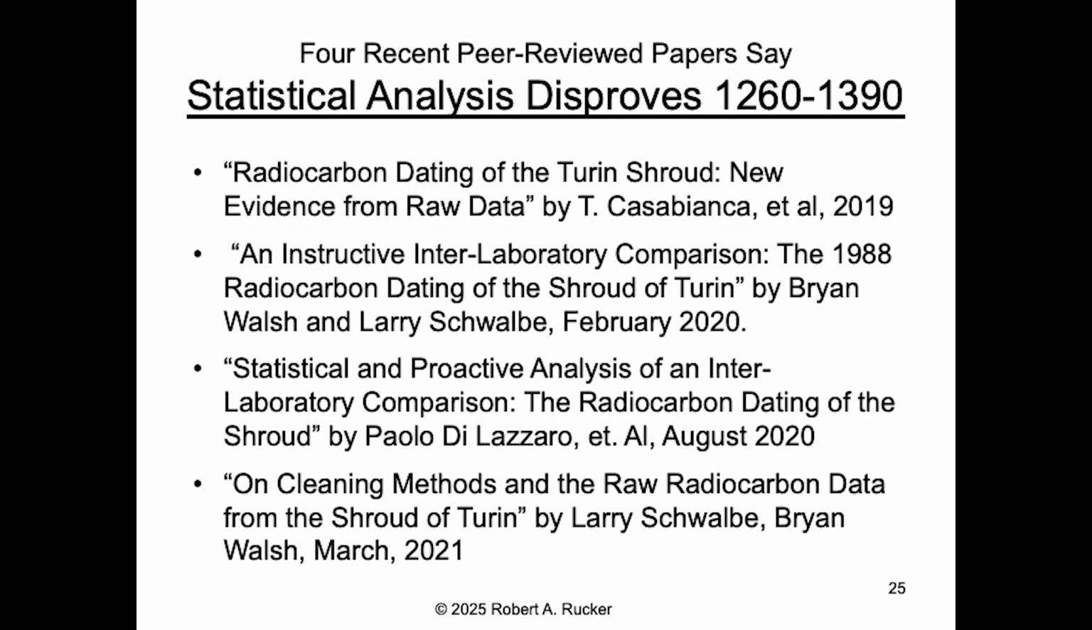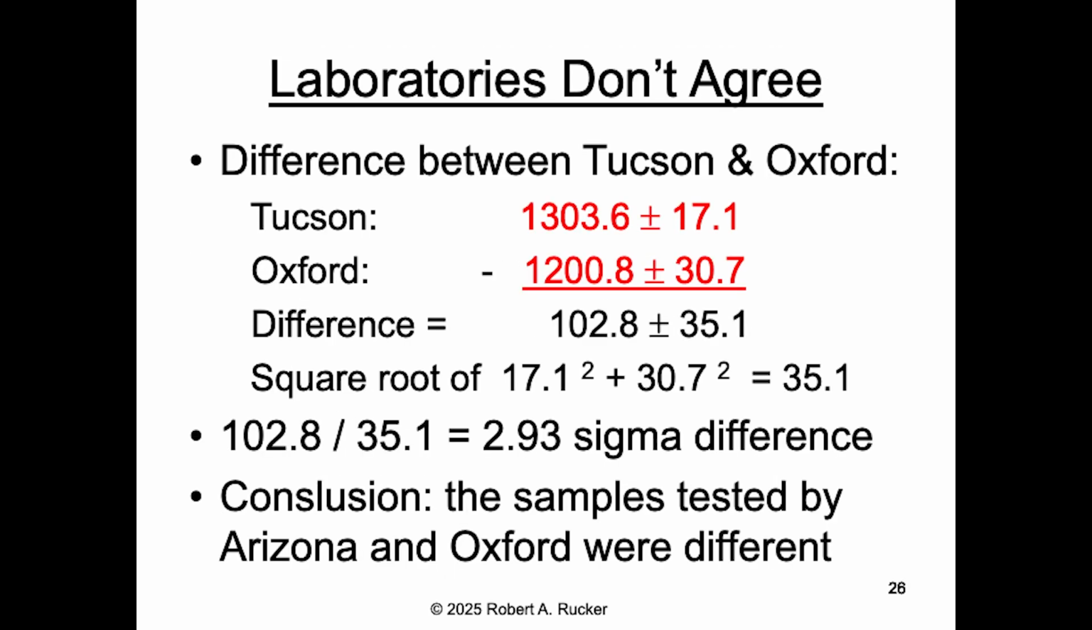So, for example, if you take the value from Tucson of 1303.6 plus or minus 17, and subtract off the Oxford value, here we go. Now these are my values. I'm adding one additional digit onto it just to avoid round-off error in later analysis, something I typically do. I don't want to create problems that aren't there, in other words. So the difference here is 102.8.